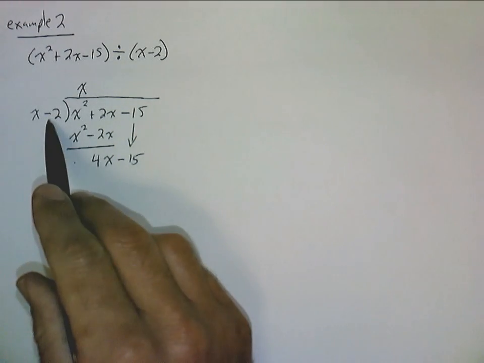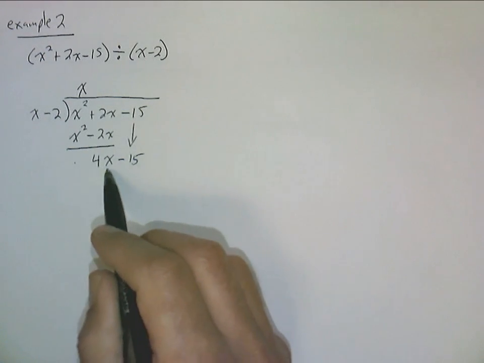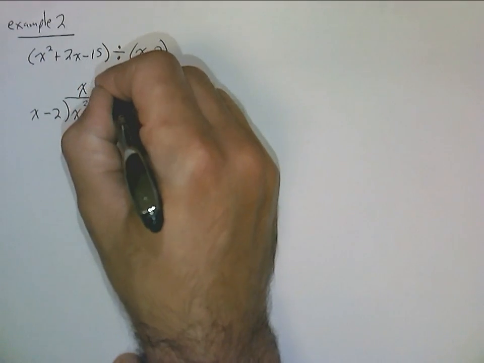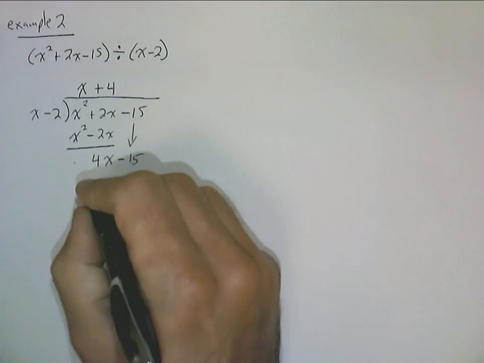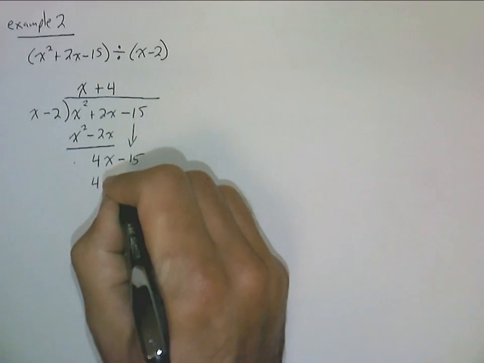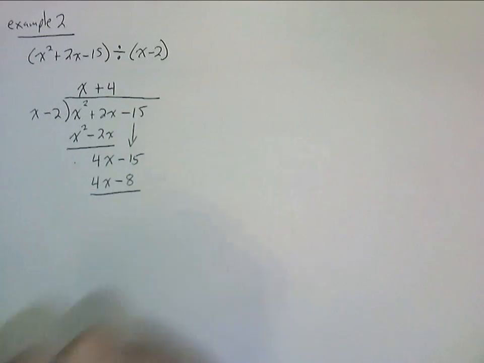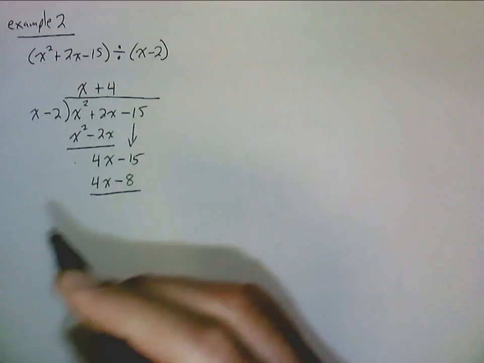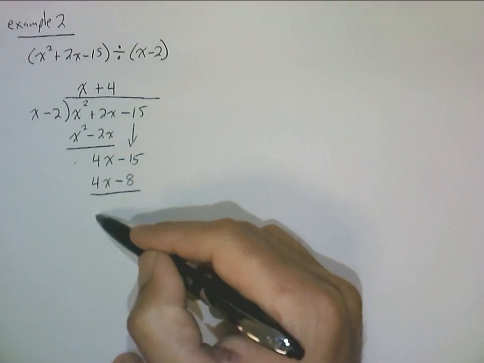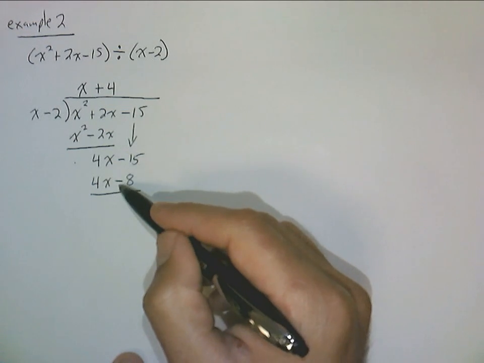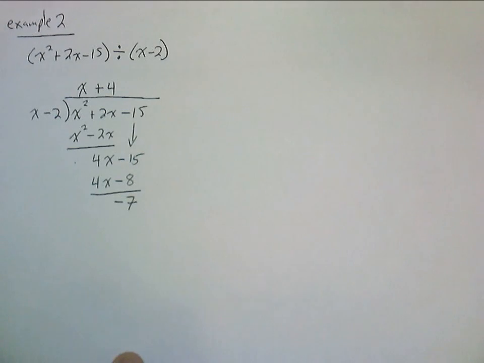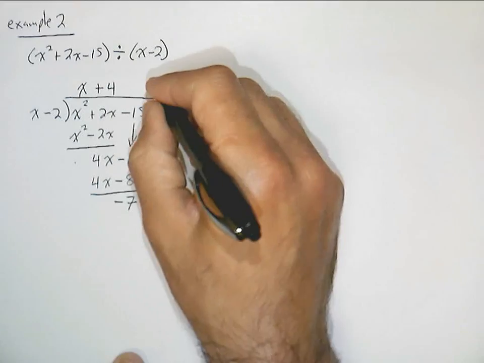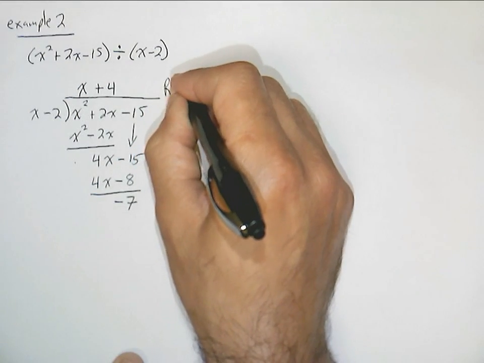And what do we multiply x minus 2 by? So we'll get a term of 4x there. That would, of course, be 4. So 4 times x minus 2 would be 4x minus 8. And we subtract. 4x minus 4x is 0. Negative 15 minus a negative 8 is going to be negative 7. So that's our remainder.